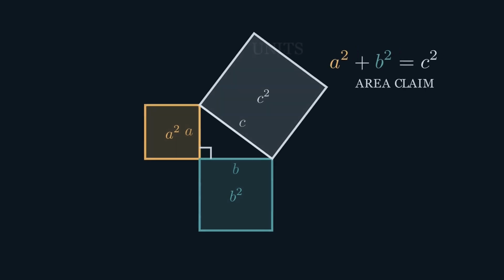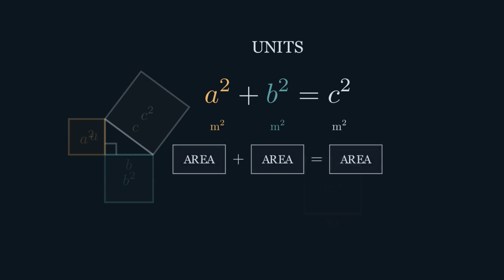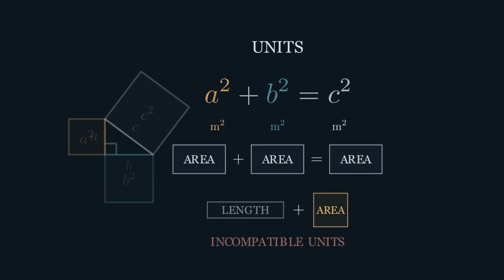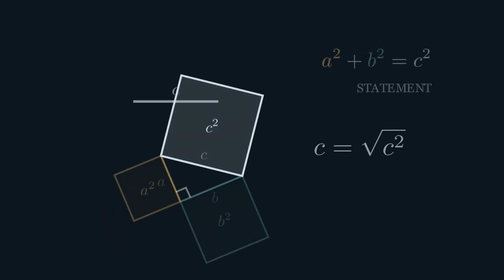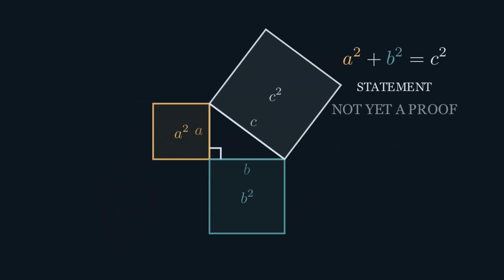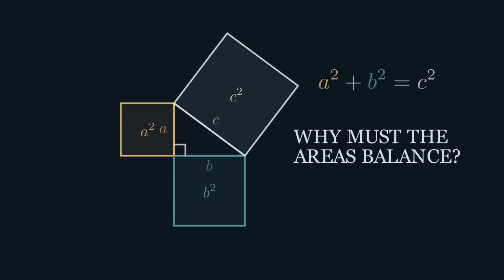The units provide an honesty check. Measured in meters, every term is in square meters. We are adding area to area, not length to area. Only after taking a square root do we return to a length. But a picture can suggest this equality without proving it. Why must those areas balance for every right triangle?